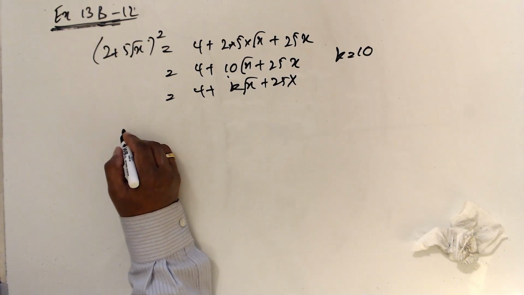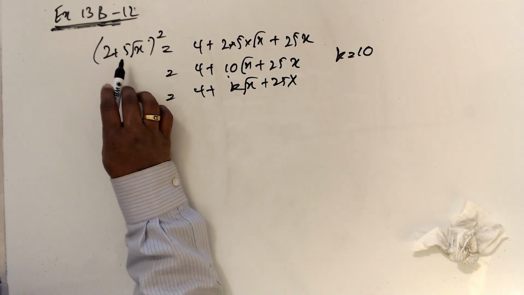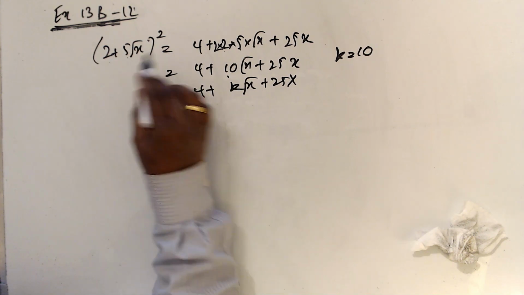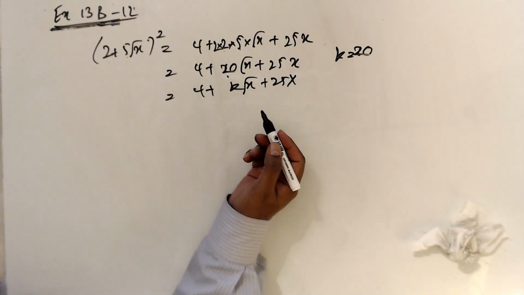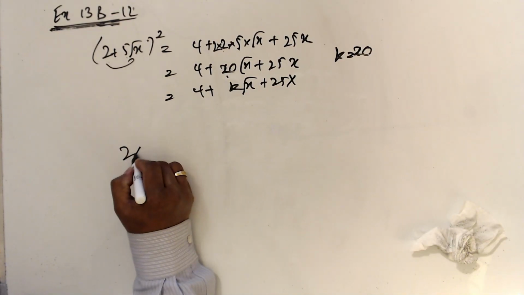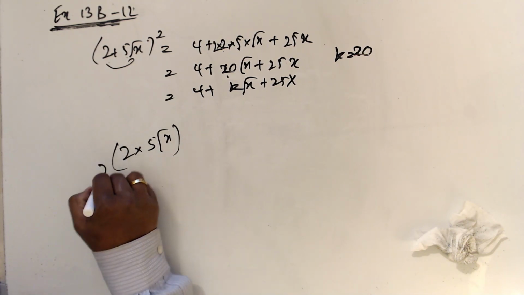Now I think I made a small mistake. 2 times 5 times 2, double. So this is 20. So the answer has to be 20. So we want to multiply by those two, and then we want to double this one.